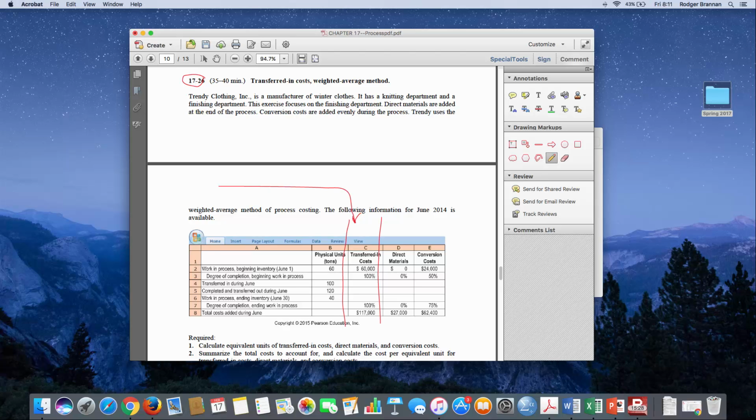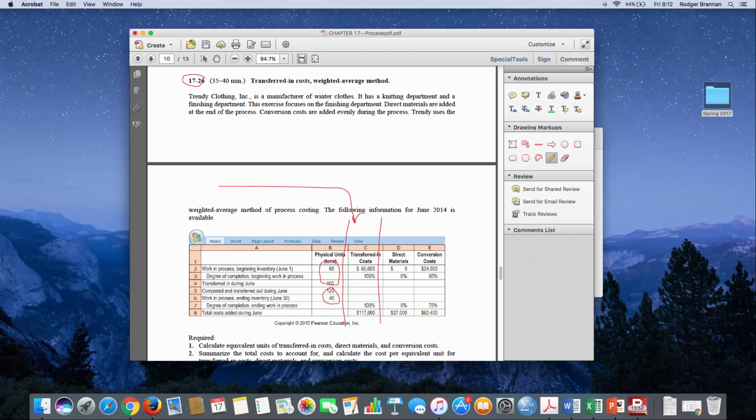So you have, again, the 60 units in beginning inventory, the 100 units that were started. They transferred over, let's say to finished goods, 120, they have 40 left in ending inventory. So I can account for 160 in each of those. But of that, 60 units in beginning inventory were transferred from another department.